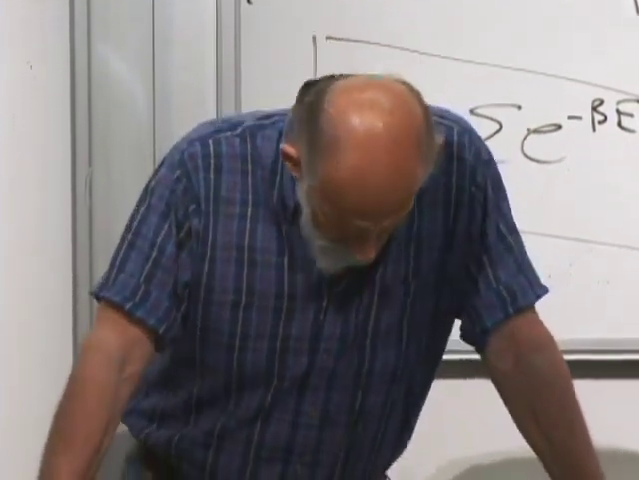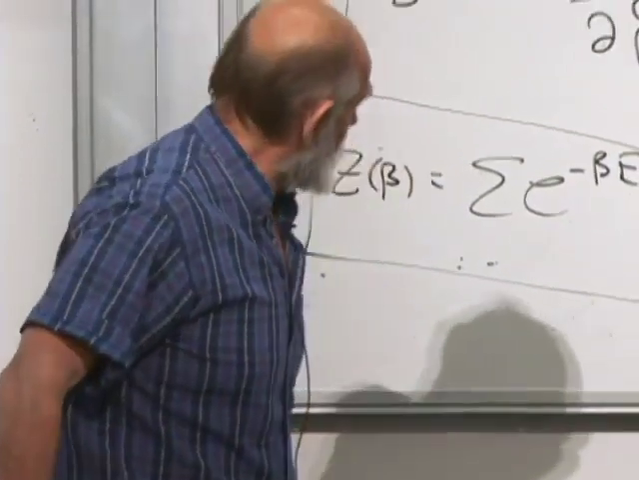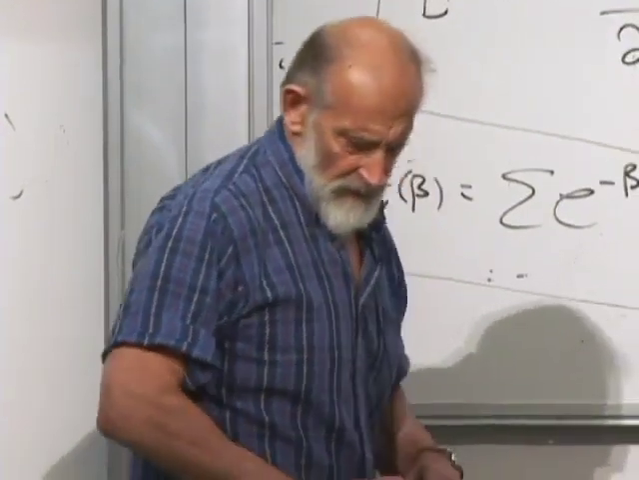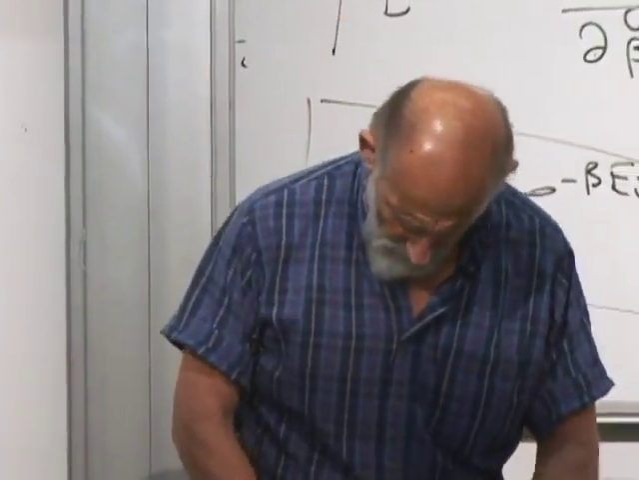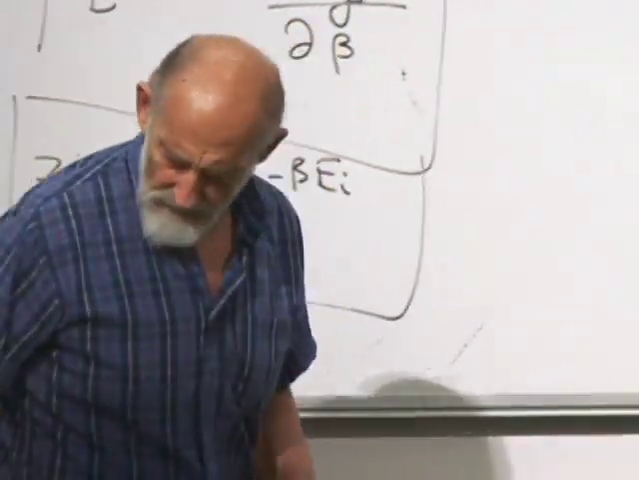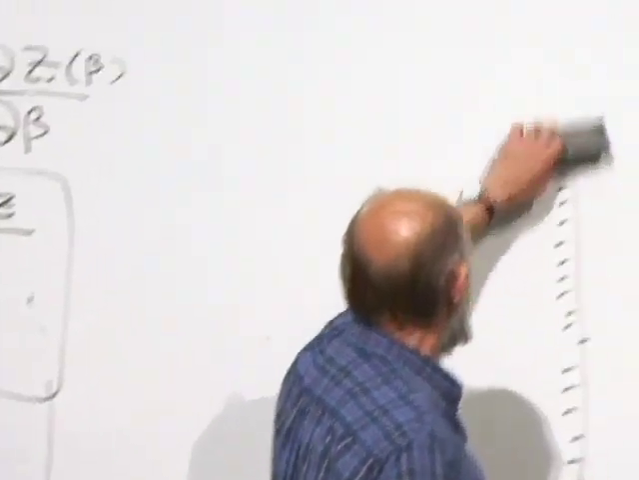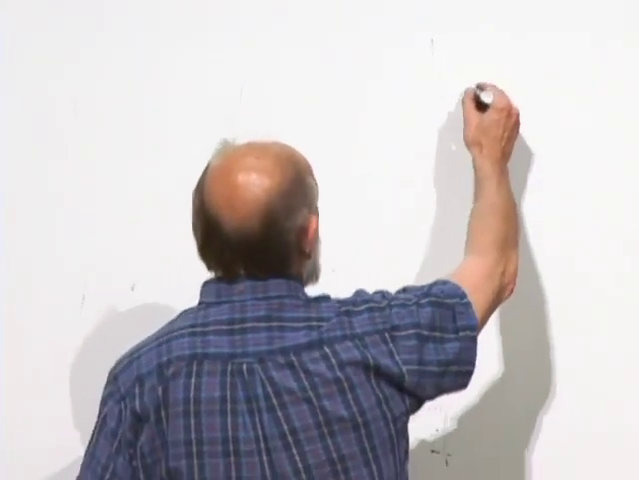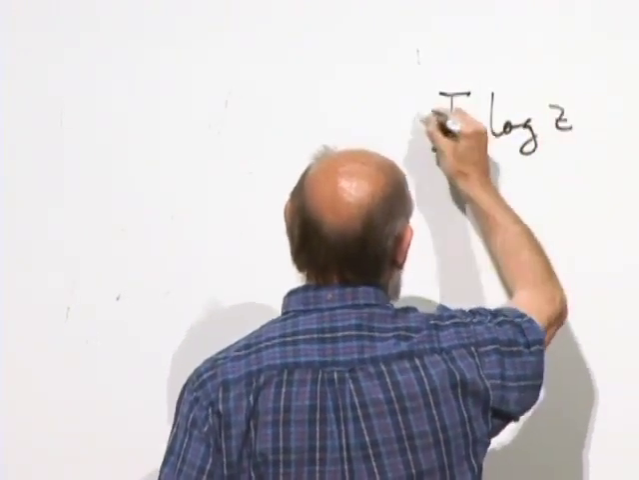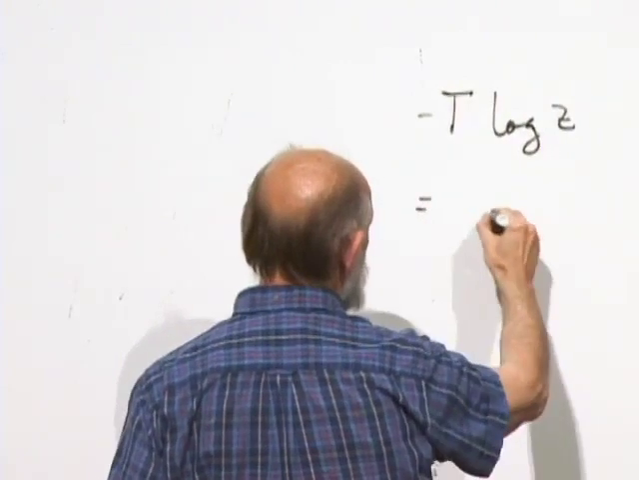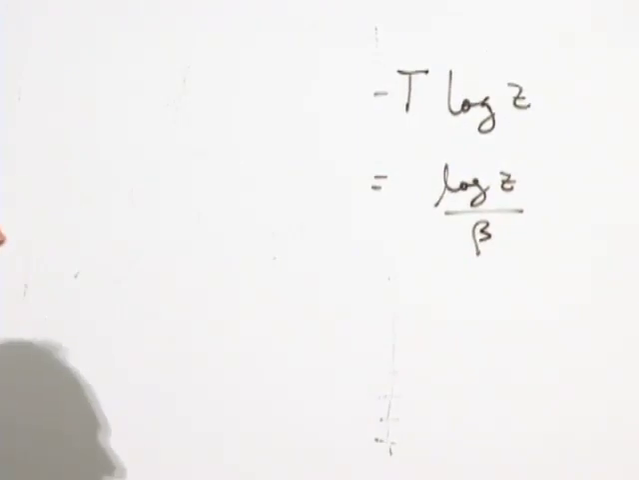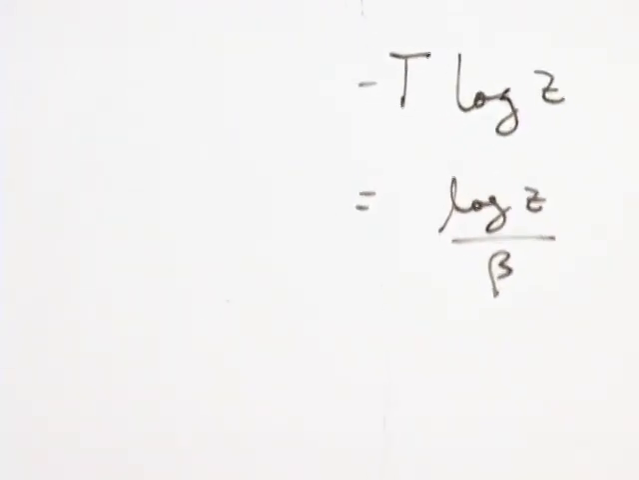Let's see what we got. Yes, I told you that the logarithm of z has a special name. Let me just get the signs right. Temperature times the logarithm of Z with a minus sign, which is the same as the logarithm of Z divided by beta. Anybody know what that's called? With a minus sign.